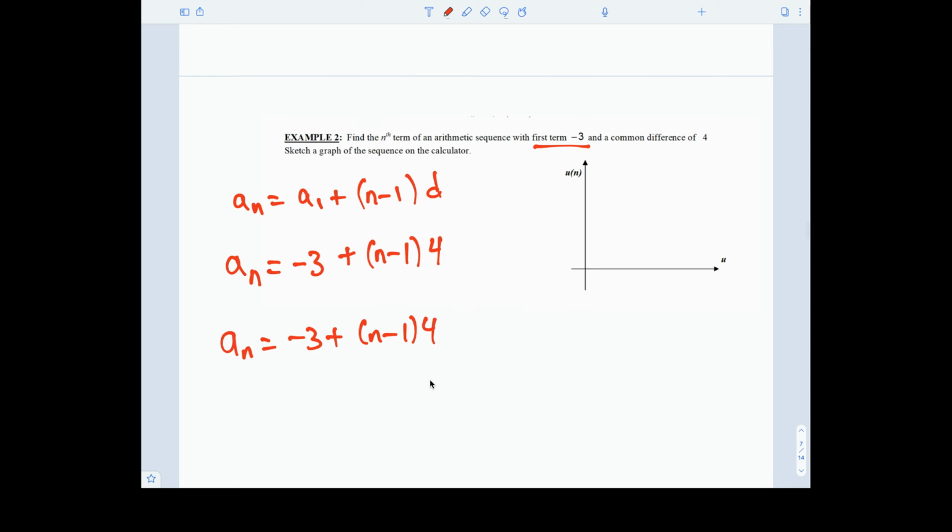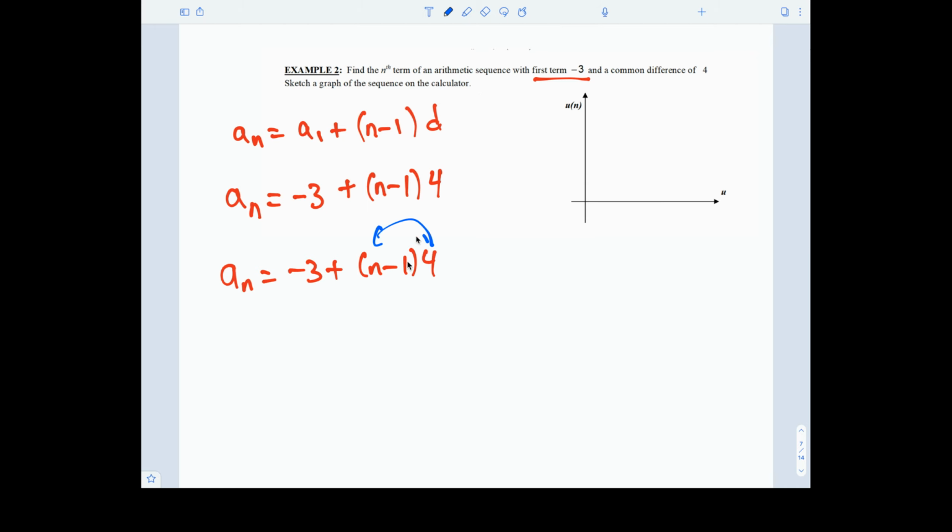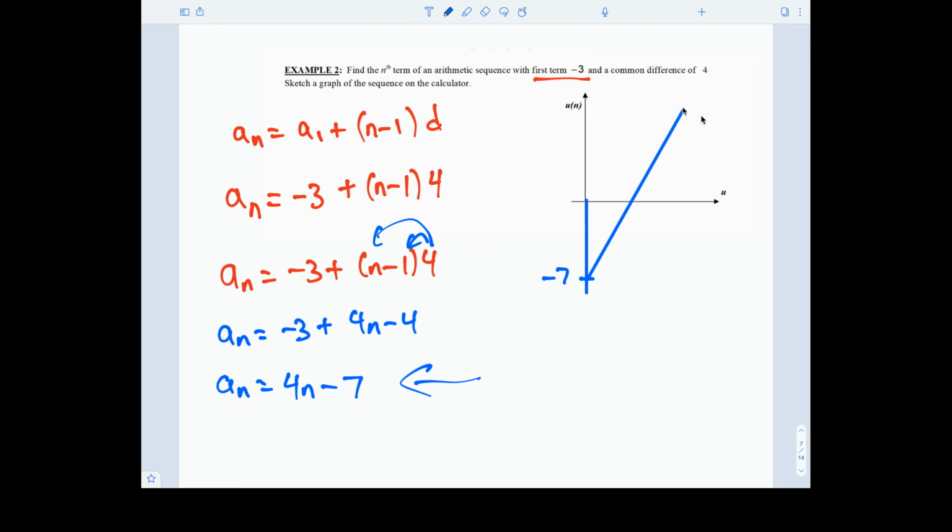Just rewrote the same thing. Some textbooks will want you to clean it up. We can do that pretty easily. So a sub n is equal to 4n minus 7. What this shows you, again, what I've been stressing, is that this is linear. So here I am saying I'm not going to sketch this, and then I go ahead and sketch it. It's just a linear line with a slope of 4, right? That's what each of these points would be.